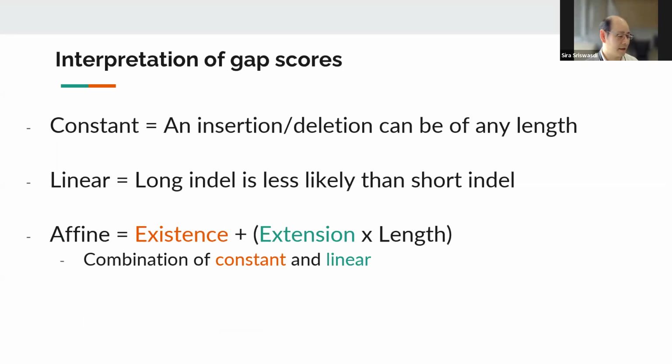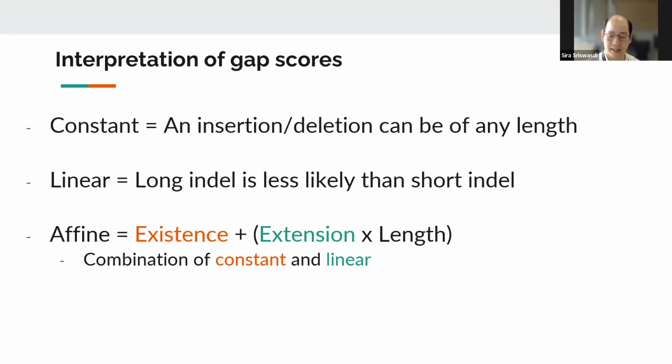Okay. Next, let's interpret what the gap score means. If you have a constant gap score, that means that you allow insertion deletion to be of any length. Okay? You imagine that if there is a deletion in terms of biology, that deletion occurs on the DNA, it might delete 1 position, 2 position, 3 position. In terms of biological mechanism, it might not cost more energy to delete 3 versus 4 versus 5. It's just a single reaction.